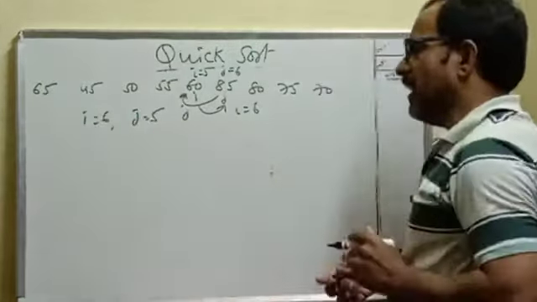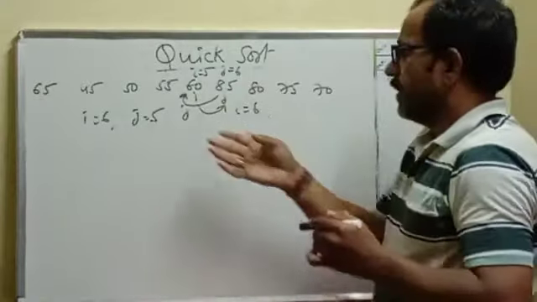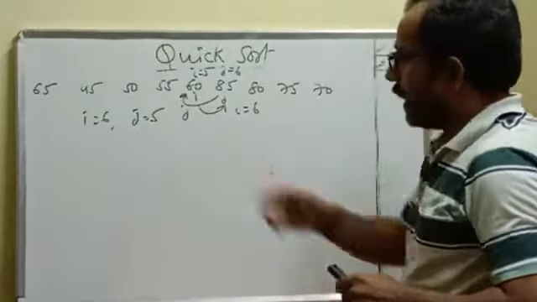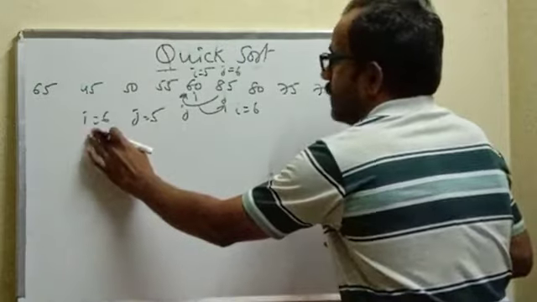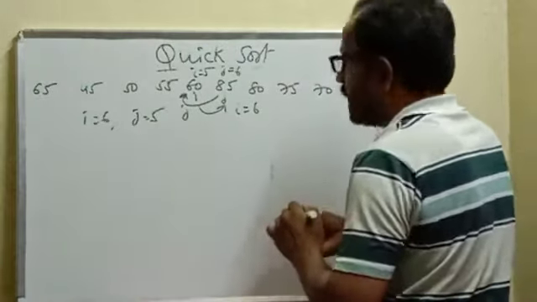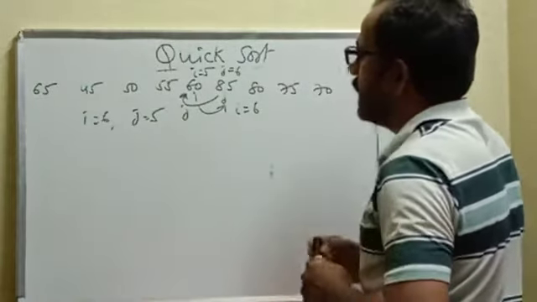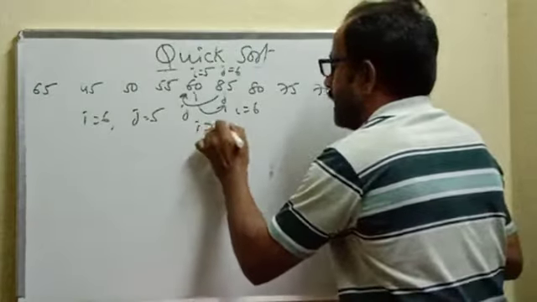But for all the earlier cases, i was smaller and j was greater. But now i reaches 6 and j reaches 5, so by using this particular i and j relationship, i is greater than j now.